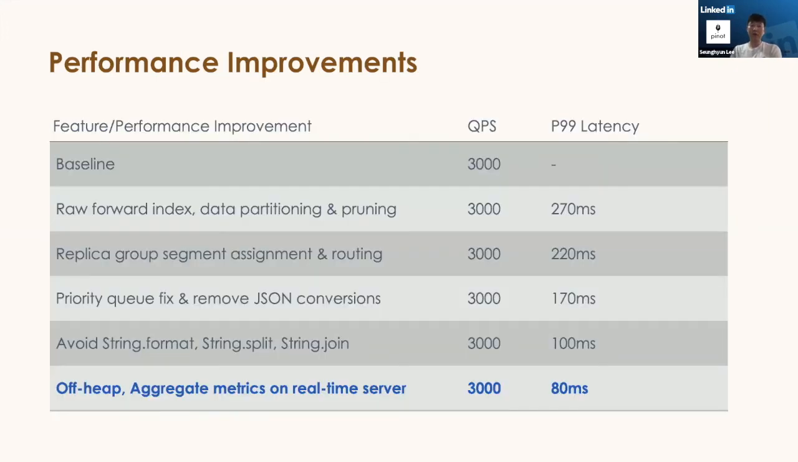So with the off-heap consumption, we reduced the GC on real-time servers, and aggregate metrics improved the query performance by reducing the number of records for the real-time data. After applying those, we were able to cut an extra 20 milliseconds, and we finally achieved the SLA for the feed use case. Our journey actually started from the point where we were not able to run 3K QPS at all. And we finally achieved 80 milliseconds for 99 percentile latency at 3K QPS. This was a very big win for us.